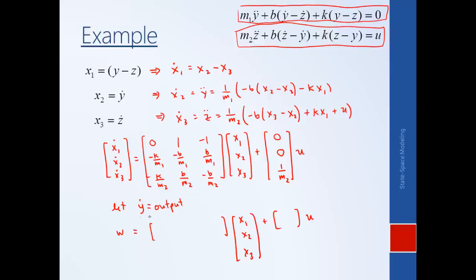So if y dot is the output, y dot is x2. So I'll have 0 times x1, 1 times x2, and 0 times x3. And there's no u in our output. So this defines our C matrix, and that defines our D matrix. And that completes the transformation of this system into state space form.